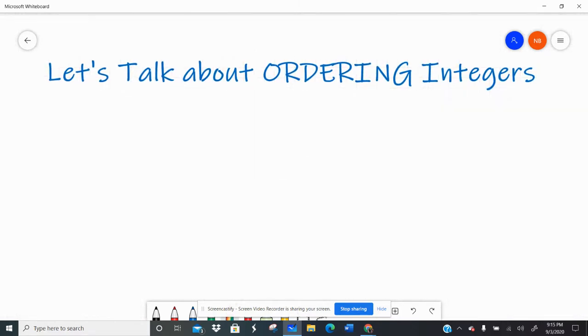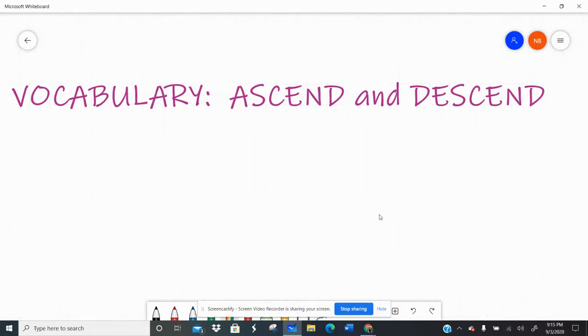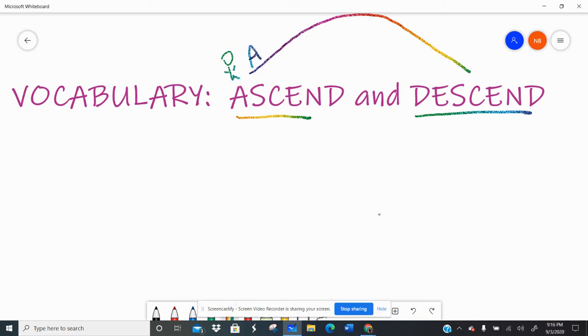When we're talking about ordering integers, there are a couple of vocabulary words we need to know, like ascend and descend. When we ascend, think of a mountain. My dad really likes to hike. That's maybe more of a hill, but whatever, we'll go with it. When I start down here and go up the mountain, I'm ascending. So I started at my lowest point and went to the peak, the greatest point.